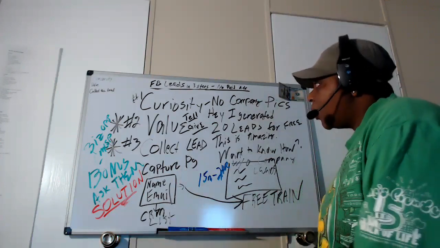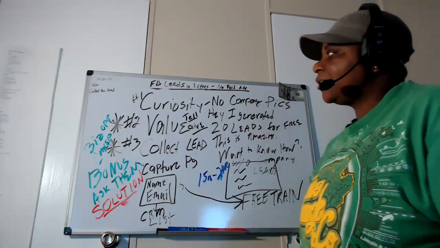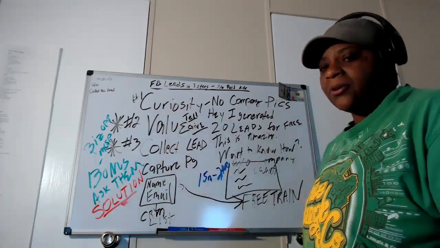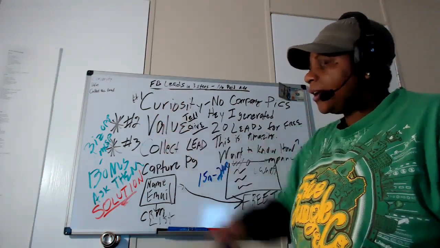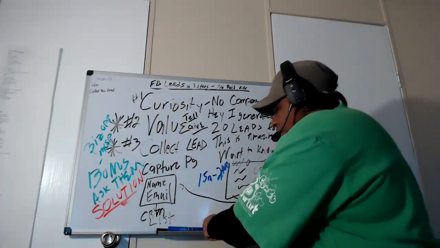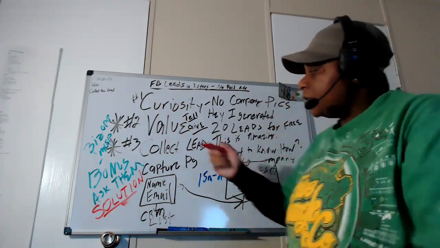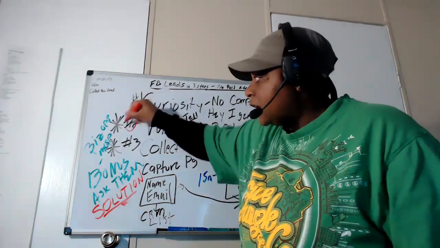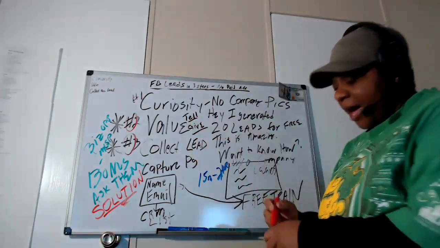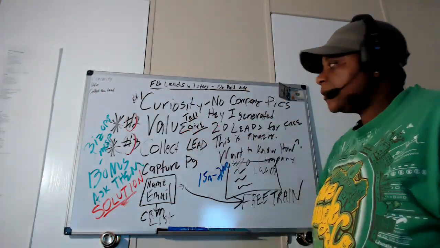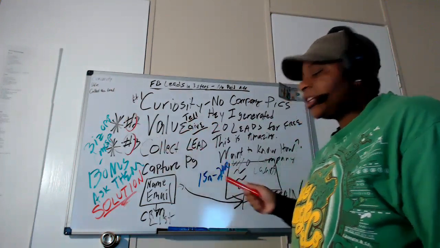All right, so back to this, guys. It is literally that simple. 1, 2, 3. Like I said, the areas that people fall off on are number 2 and number 3, because they don't have value to actually give, and they don't have a way to actually collect the lead.